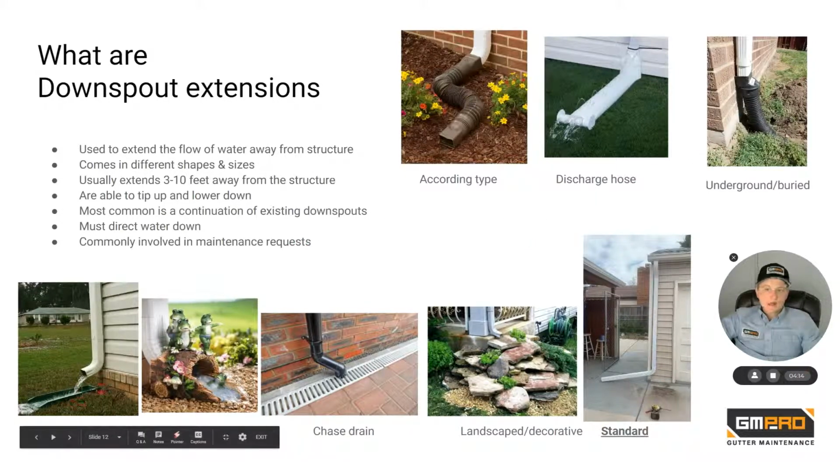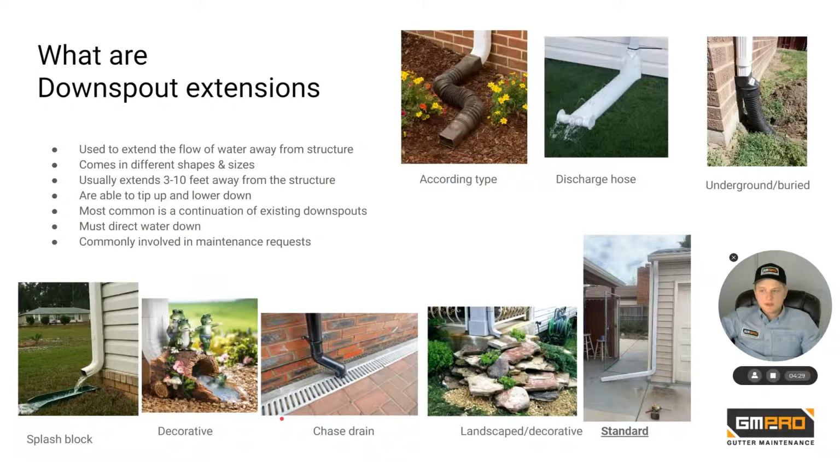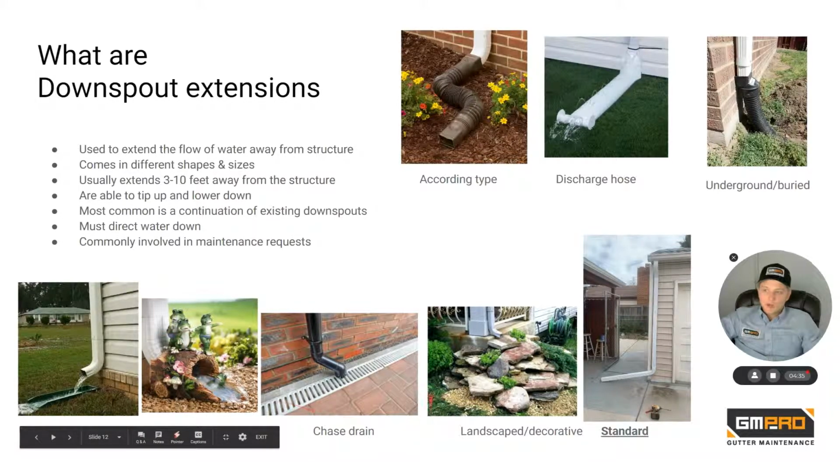Then there is a splash block. It's not an extension, but the water doesn't get into the soil or into the ground. The water just hits this block and it drains away. There are decorative downspout extensions or splash blocks, just like this here. You can also get these online. Some people like them.